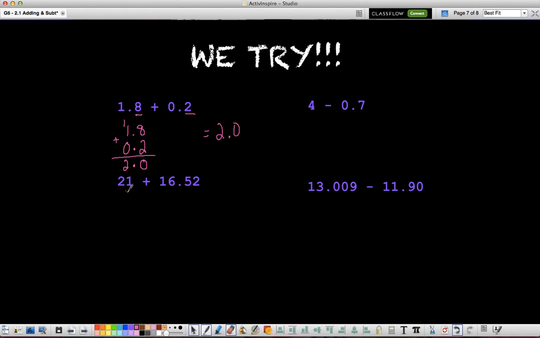All right, so now let's try 21 plus 16 and 52/100. Notice 21 doesn't have any numbers after the decimal. It doesn't even have a decimal. Well, just like any sentence, your period goes at the end. So your decimal is just like a period. It goes at the end of a number.